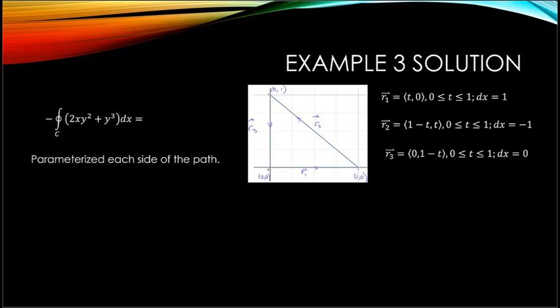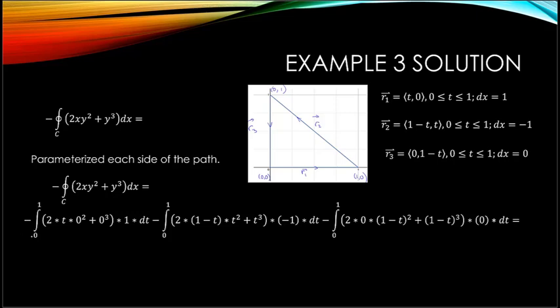So now that I've parameterized each path, I break my line integral up into 3 distinct integrals. The first is negative the integral from 0 to 1 of 2 times t times 0 squared plus 0 cubed times 1 times dt, that's using r sub 1, minus the integral from 0 to 1 of 2 times (1 minus t) times t squared plus t cubed times negative 1 dt, that's over r2, minus the integral from 0 to 1 of 2 times 0 times (1 minus t) squared plus (1 minus t) cubed, all times 0, dt.